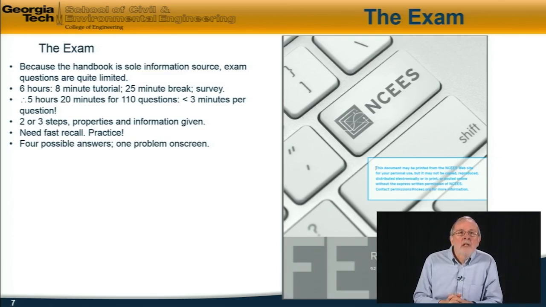Because there's only 3 minutes per question, you have to be very fast. You have to have fast recall, you have to know where the equations and the relevant information is, so you need to be familiar with the manual. You also have to practice as much as possible. Do as many practice exams and questions as you can. Each question is a multiple choice with 4 possible answers. And the format, you will have just one problem on your screen at a time.